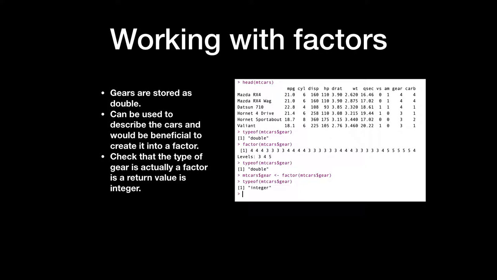Just as I said, the gears here are stored as doubles, but they can be used to describe the cars and it would be beneficial to create them into a factor, or turn them into the data type factor. So we can check that the type of the gear is actually a factor and the return value is integers. So just following the workflow here, we're making sure that the type is actually double. We're going to turn this into a factor, which is confirmed by typeof at the very bottom.